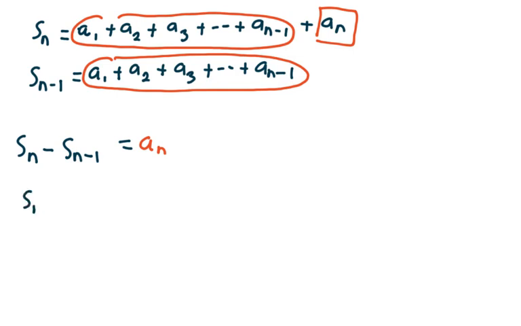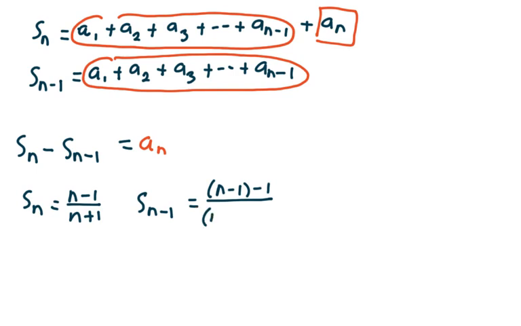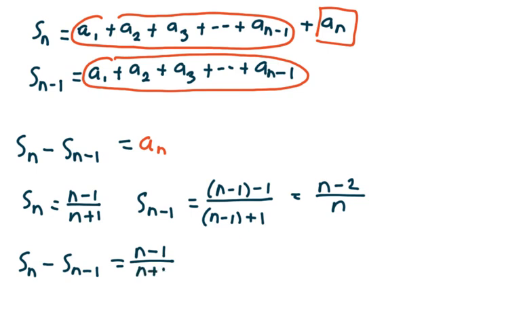Now, S sub n is n minus 1 over n plus 1. S sub n minus 1 is replace n with n minus 1. And then I'm going to get n minus 1 minus 1 divided by n minus 1 plus 1. And so I get n minus 2 divided by n. Hope that's okay. Now, S sub n minus S sub n minus 1 is n minus 1 over n plus 1 minus n minus 2 divided by n.